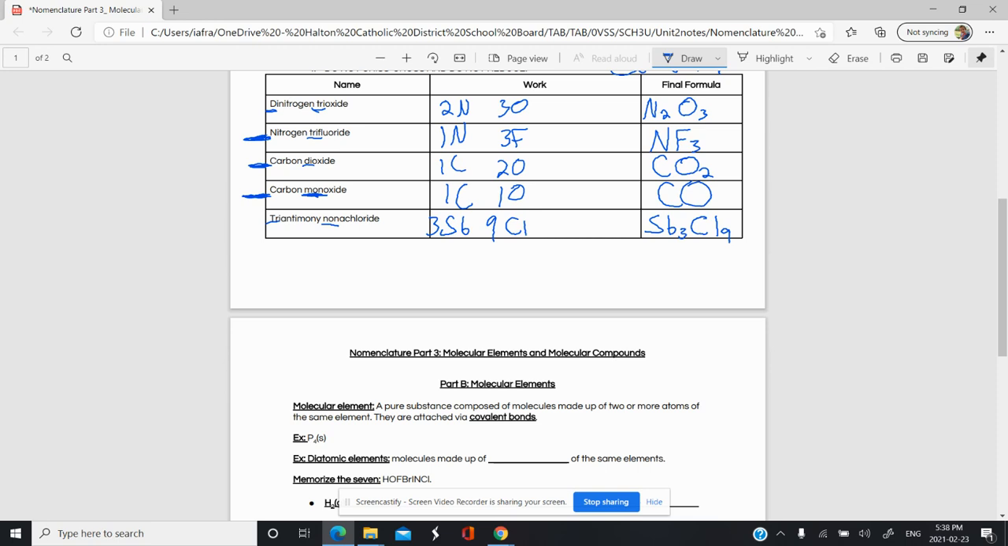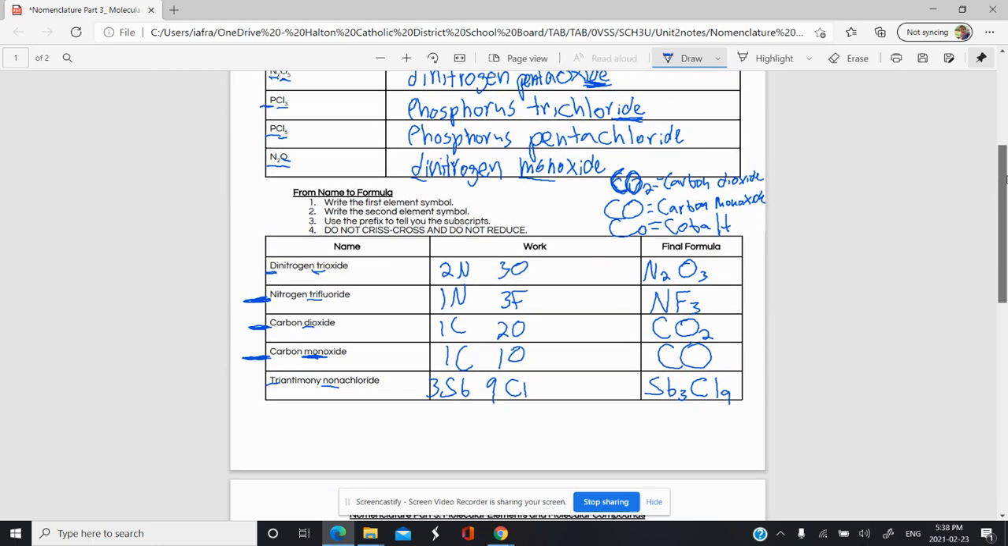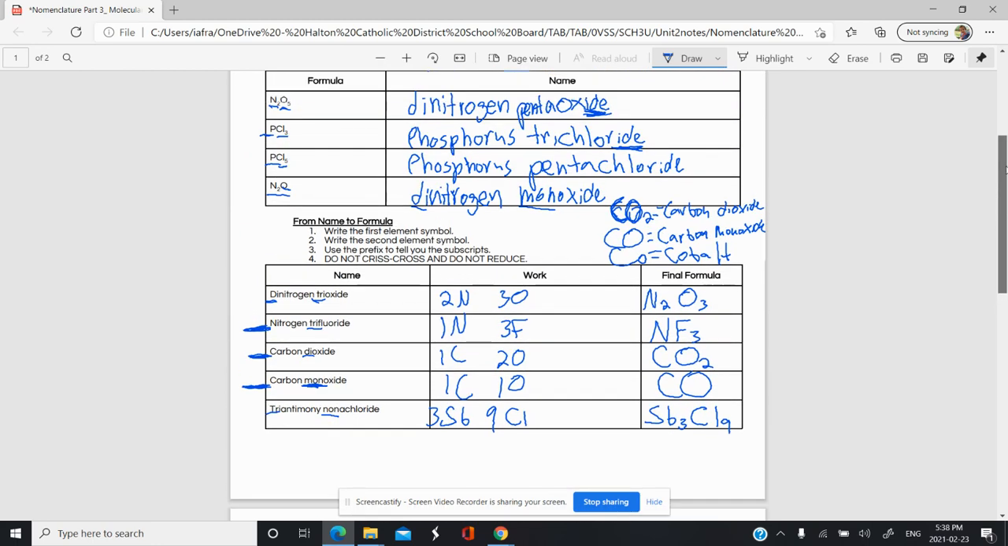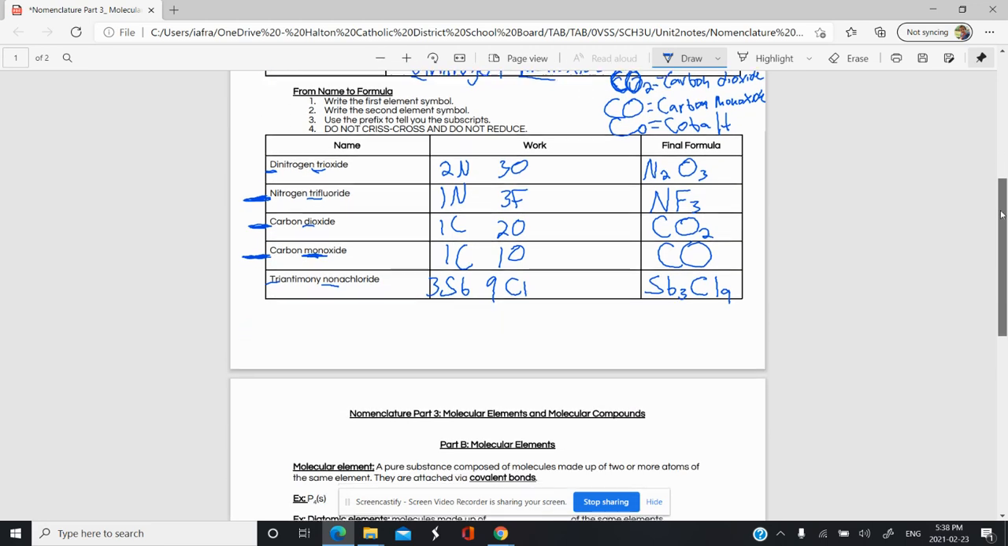We don't reduce because these molecules actually exist as molecules. They're not in those crystal structures all the time necessarily. You can actually have an individual CO2 molecule. So that's why we don't reduce. We're not going to divide this by 3 at the end. We leave it like that. So do not reduce when it comes to your formulas for molecular compounds, and do not crisscross either.